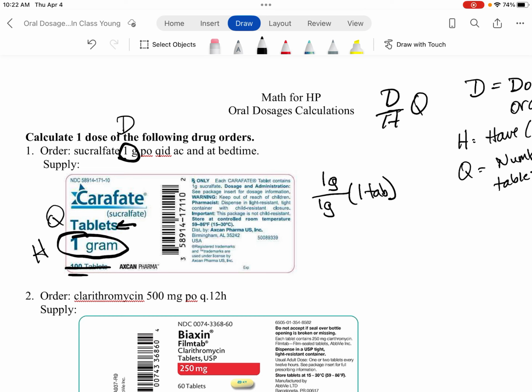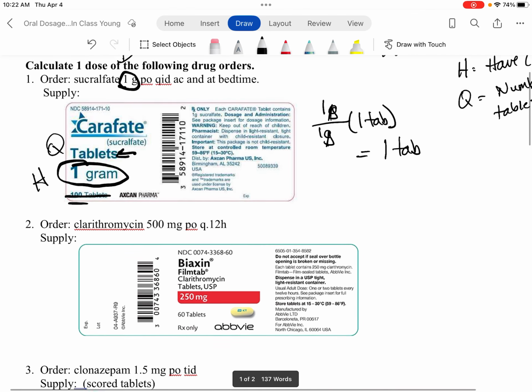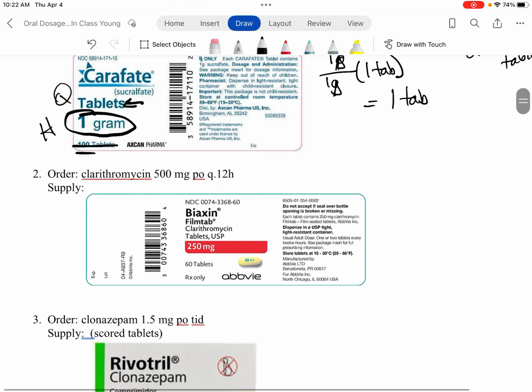So when I do the math on this, my grams cancel. 1 divided by 1 times 1 gives me 1 tablet. These are not hard if you don't overthink. And the key there is not overthinking.